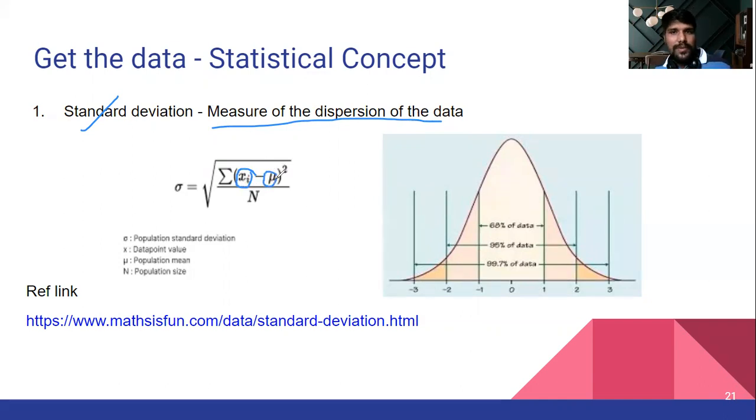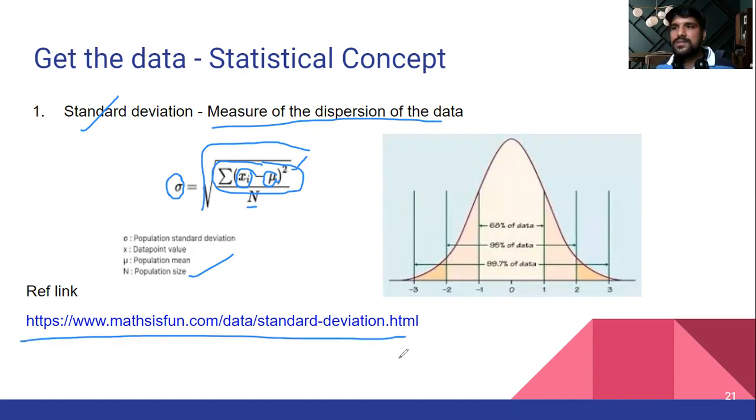Now how to calculate mean, I already explained some time back, right? So you subtract each point from the mean, then take the square of that, add all the points, and divide that by n. What is n? N is nothing but the population size or the count, the number of data points available. Then take the square root. This is called the standard deviation. Now, just to explain this in detail, I have given the reference link of a very good website called Math is Fun. Let's try to understand using that.